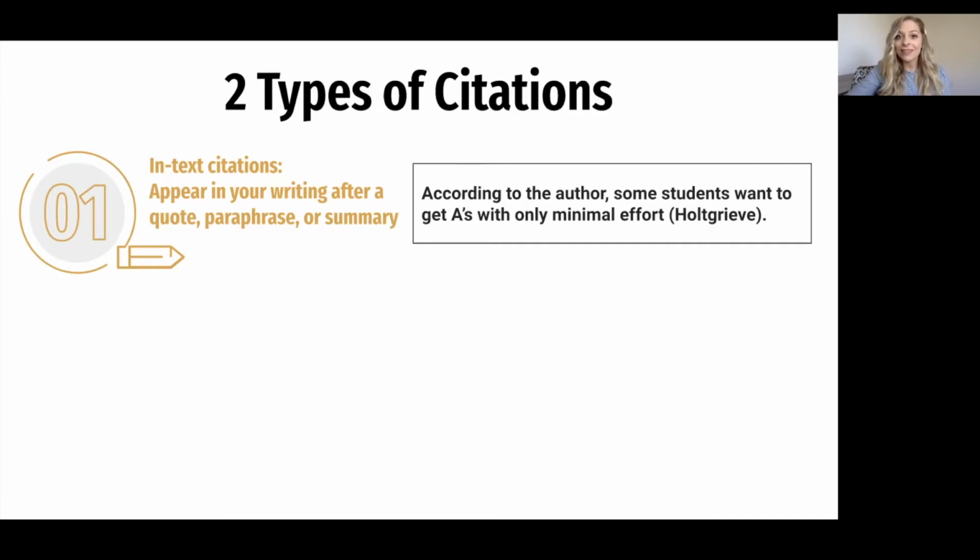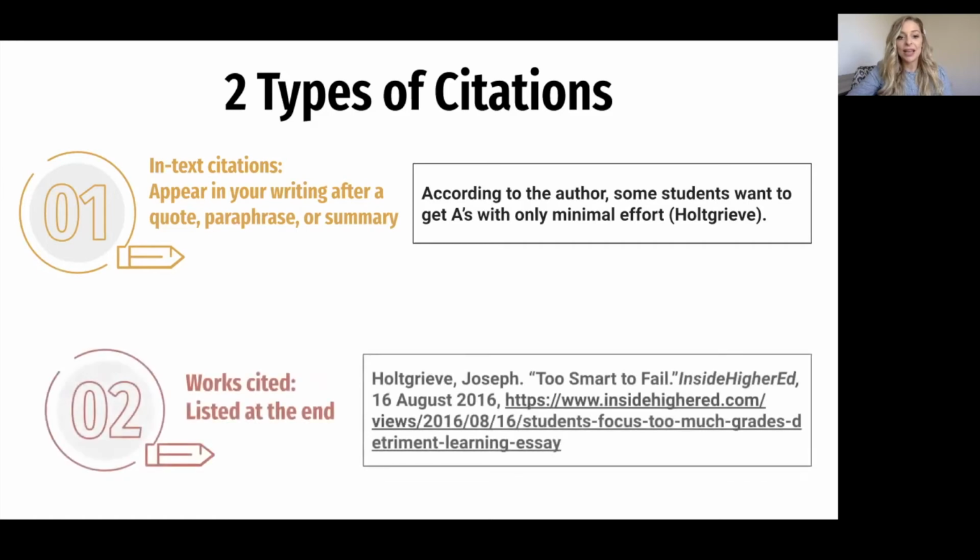Now, there is another type of citation that we use, and that is in the works cited page. That is listed at the end, and it includes a lot more information like the name of the author, the title of the article or the chapter or the book, etc. So just know that there are two different types of citations, and when you are talking with your professor, if you have a question about this, you might want to specify which type of citation you are talking about.